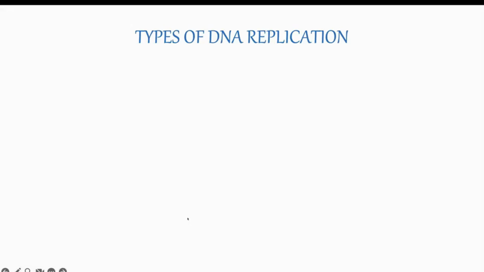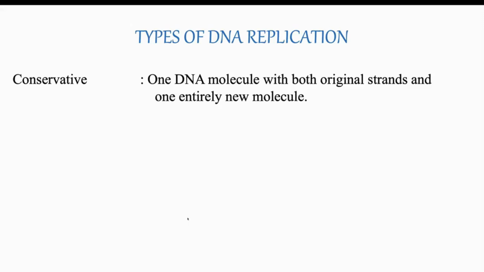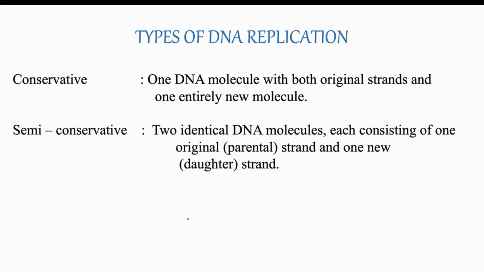Now, what are the different types of DNA replication? There are three different types of DNA replication. The first one is the conservative method. Here, one DNA molecule has both original strands and the other will be an entirely new molecule. So the parental strands and the daughter strands are separate, and each forms its own double helical structure of DNA in the conservative method. Semi-conservative method means you can see two identical DNA molecules, each consisting of one parental strand and another strand that is the daughter strand.